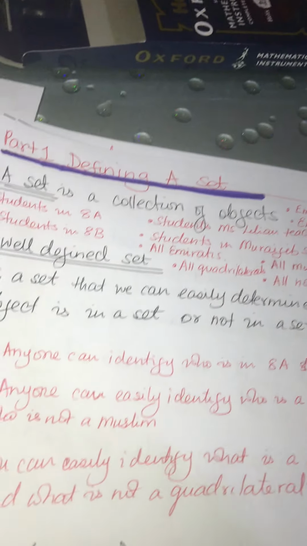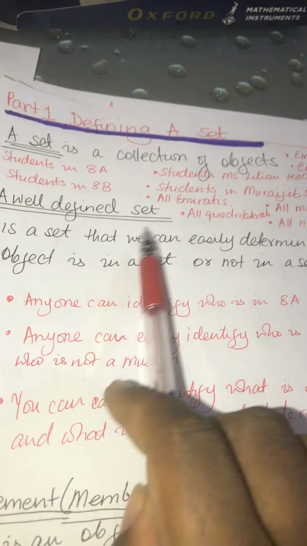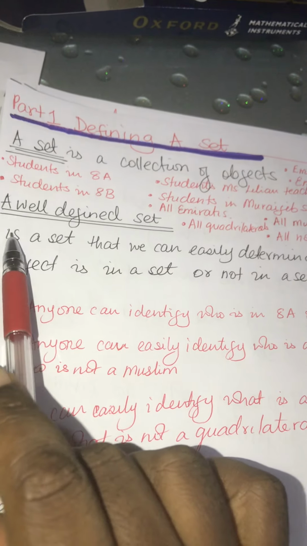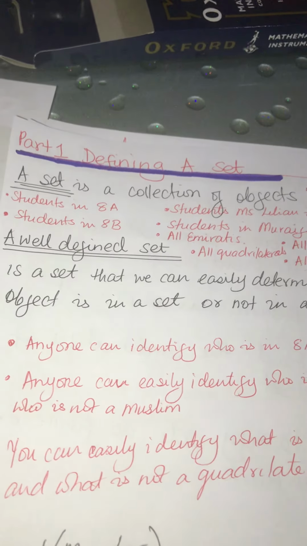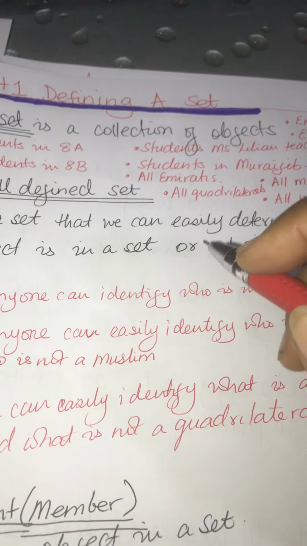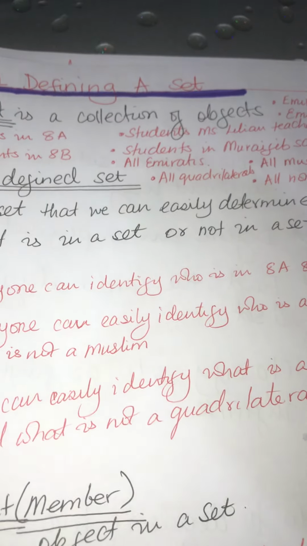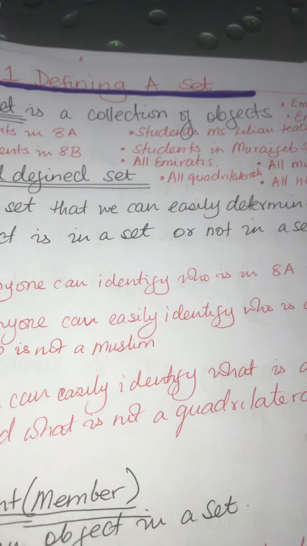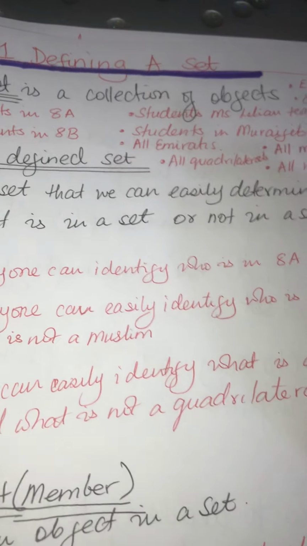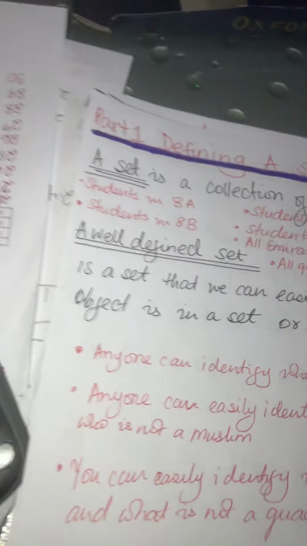Now, a well-defined set. You should know what a well-defined set is. It is a set where we can easily determine if an object belongs in that set or does not belong in that set. So if you can easily tell that this object does not belong in this group, then this is a well-defined set.